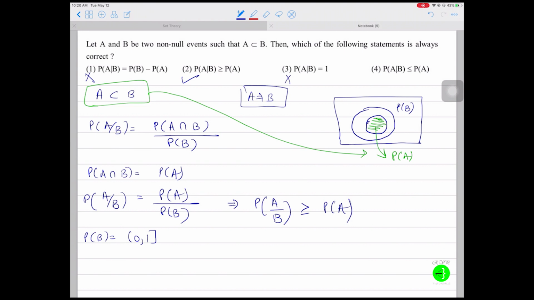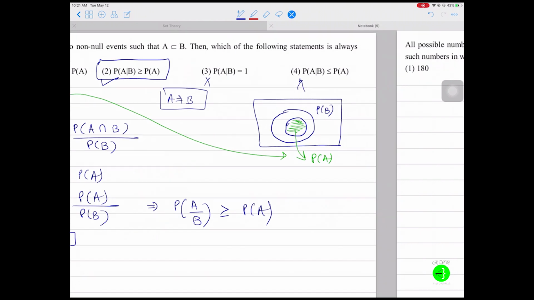The third option is clearly not true because probability of A given B is not equal to 1. And the fourth option is the opposite of what we get. So the answer is option 2, probability of A given B is greater than or equal to the probability of A. Let's move on to the next question.